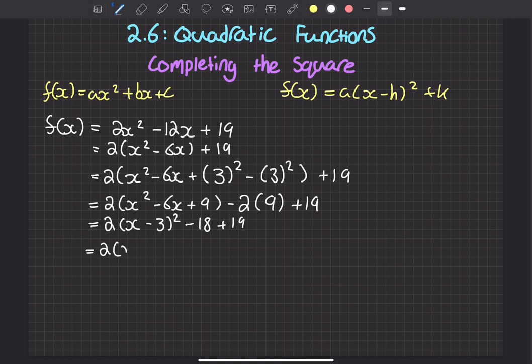And there you have it. 2 times (x minus 3) squared plus 1. Just completed the square. And completing the square has other applications too. So here we used it to get from standard form to vertex form. We can also use completing the square to find the x-intercepts of a quadratic. And we actually use completing the square to derive the quadratic formula. The quadratic formula was found using completing the square. And I will, as an extension, it's not something you need to know, but at the end of this video, I'll show you how you can find the quadratic formula using completing the square.